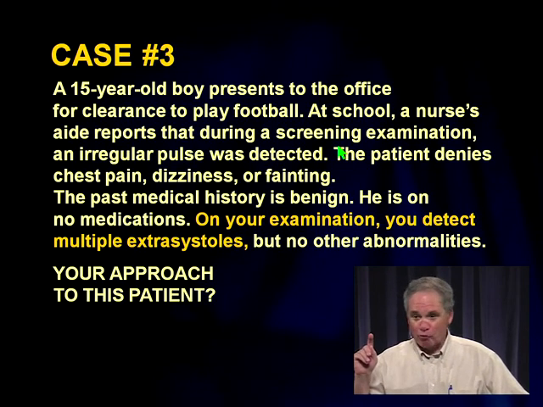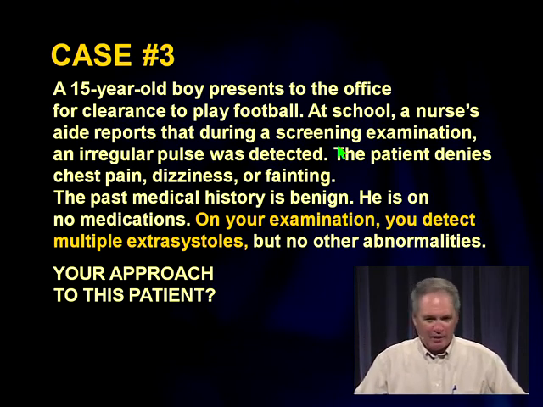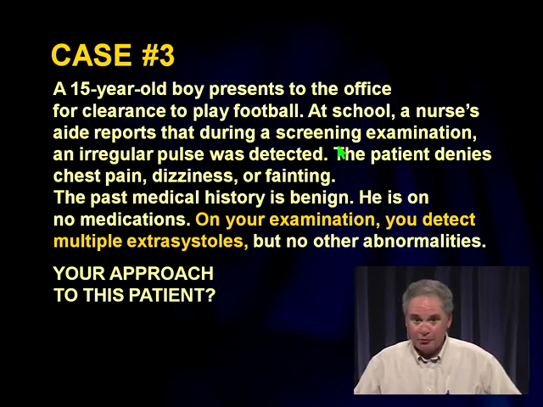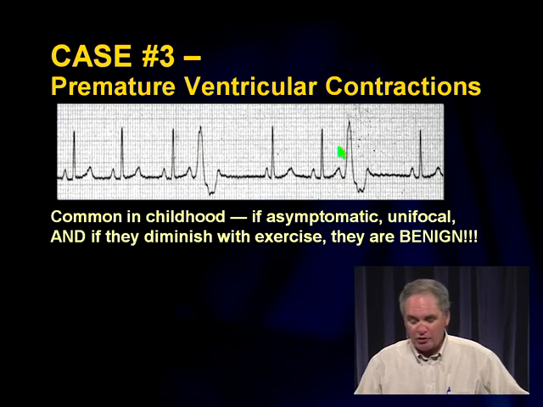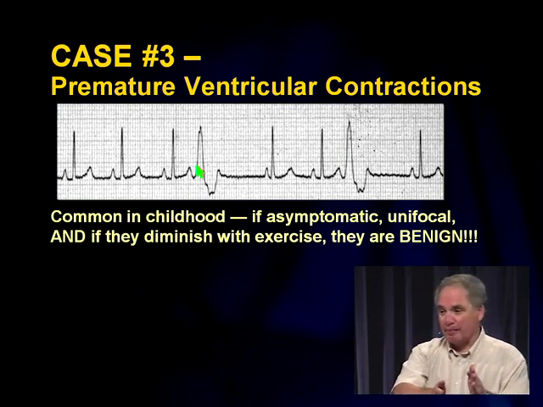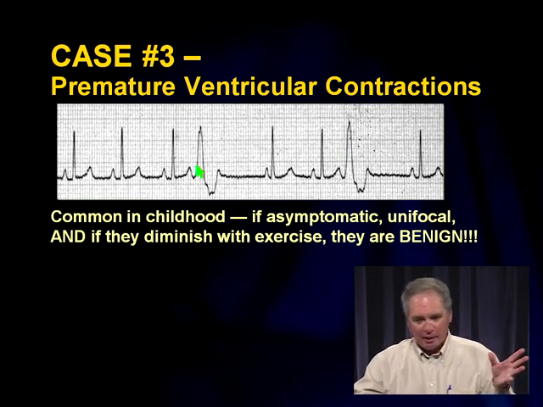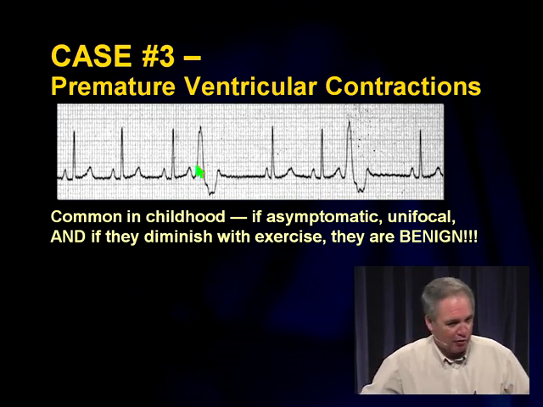15-year-old boy with the dreaded note to sign for football clearance. Patient denies any symptoms. On your exam, multiple extrasystoles. This is really scary. Kid is asymptomatic, no heart murmurs. EKG shows premature beats. These are beats that occur early, therefore they're premature. Wide QRS complex, therefore they are coming from deep down in the ventricles. These are premature ventricular contractions.